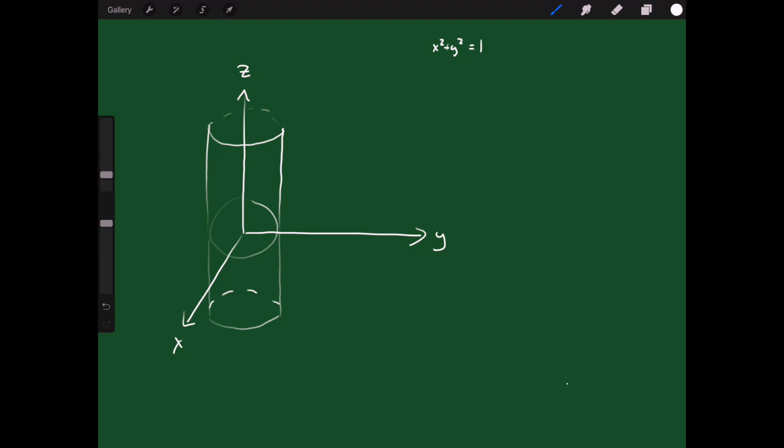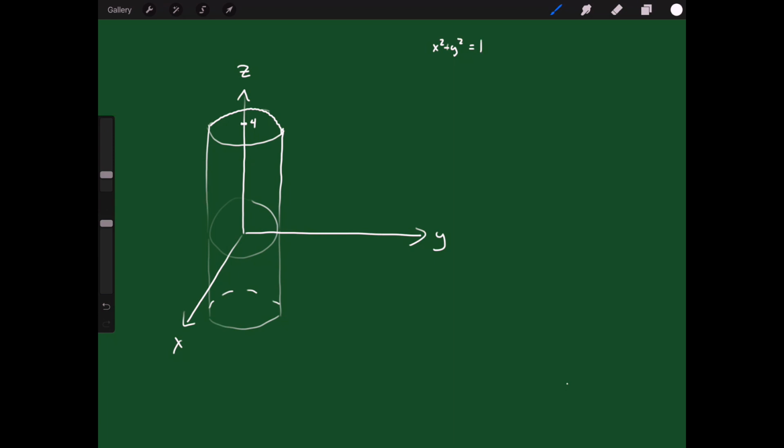It says it's below the plane z equals 4. So up here, let's say that this is 4. We've got the plane, so we're cutting the top part of this cylinder off. We're capping it up here. So now it doesn't go above z equals 4.